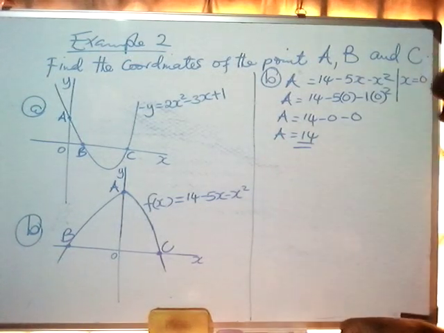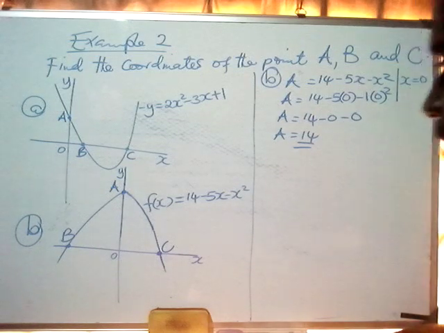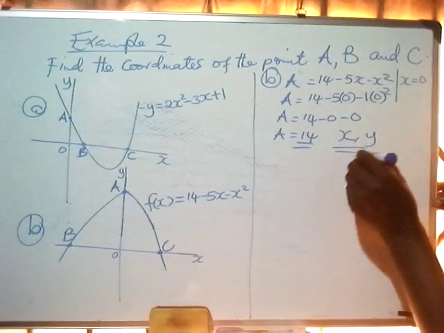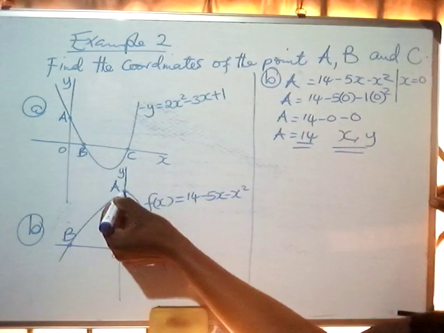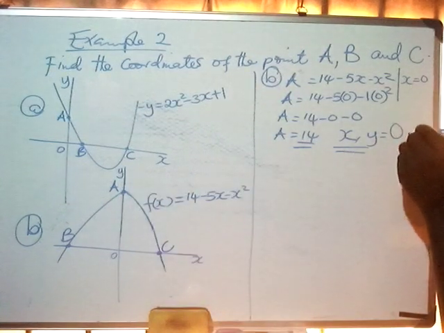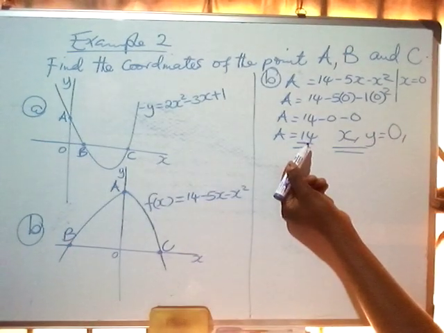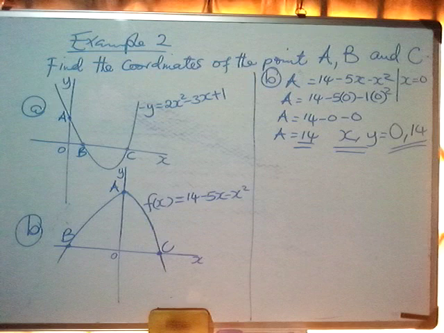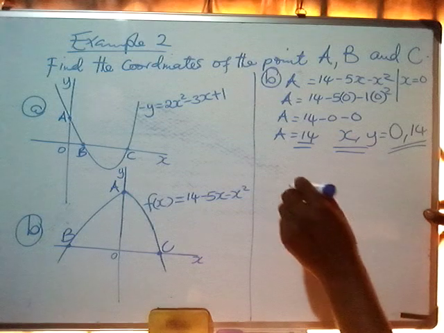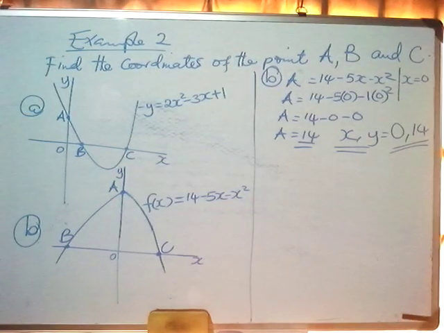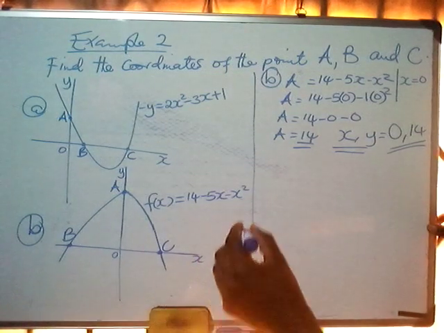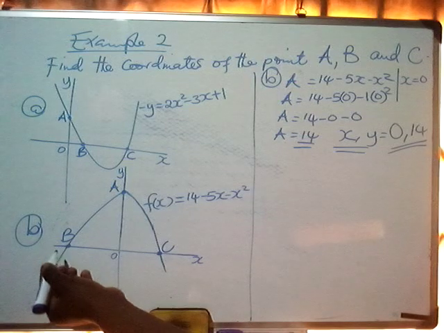Now the question is saying find the coordinates. The coordinates are always in the form of x, y. Now, what is the value of x at that point? The value of x is 0. What is the value of y? It is what we have just found here, which is 14. So the coordinates for point A are 0, 14. We go to another question. Let's now find B, coordinate number B.